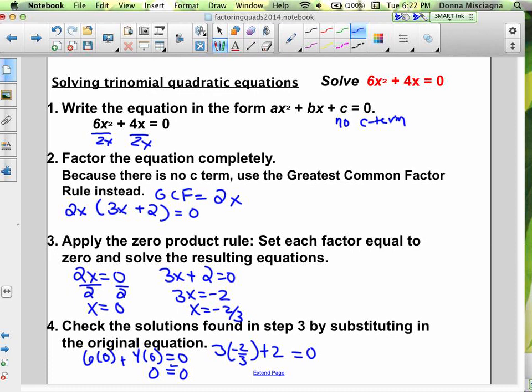Well, 3 times negative 2/3, those 3's would cancel. So I would just be left with a negative 2. Negative 2 plus 2, well, that certainly equals 0, because those are opposites of one another. So 0 equals 0. Both of those check out. That's all you would do if you weren't sure.